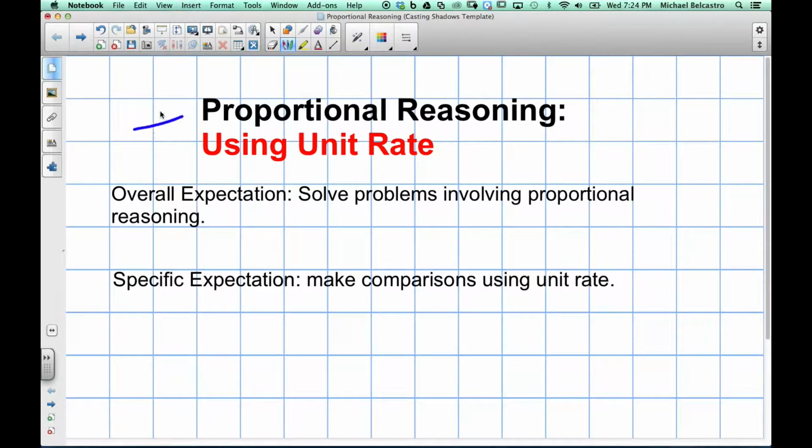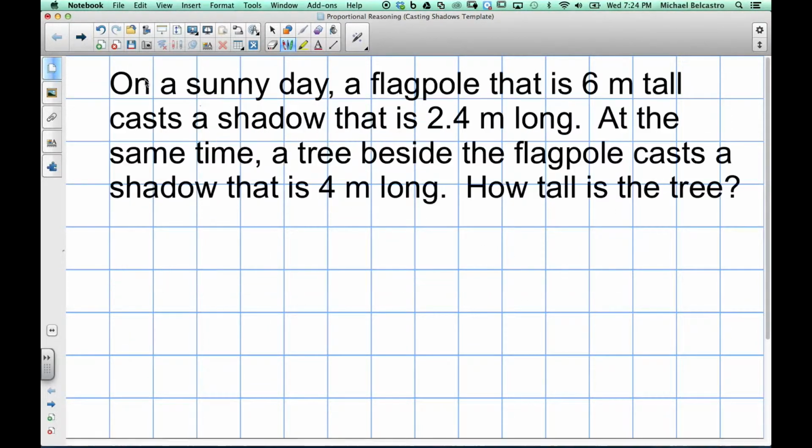We're looking at proportional reasoning, and the method we're going to use to solve the question today is unit rate. Overall expectation is to solve problems involving proportional reasoning, and the specific expectation is to make comparisons using unit rate. So here's our inquiry type question.